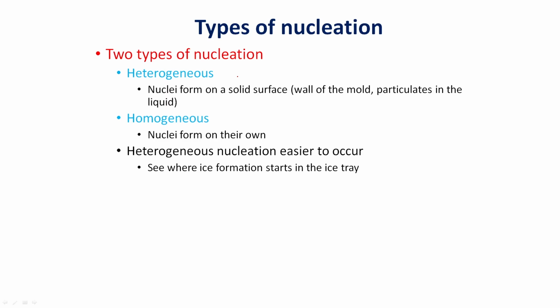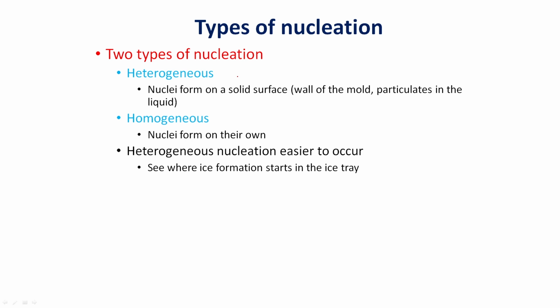Now, nucleation can be of two types: one is heterogeneous, the other is homogeneous. Heterogeneous is what is observed in real life. Heterogeneous means nuclei can form on a solid surface, like on the walls of the mold, or on solid particulates present in the liquid, or even on the surface. So, nuclei form preferentially at certain sites, whether it is a mold wall, particulates, or the top surface, it does not matter. The liquid is in a container.